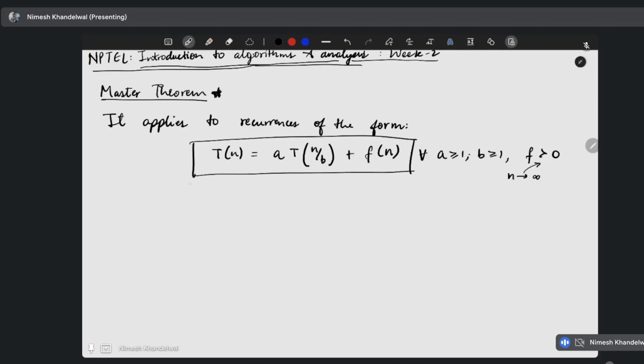So this is a recurrence. Basically the time complexity of the complete problem is defined in terms of the time complexity of the subproblems. Here we divide the problem into a smaller subproblems, right? And f of n is basically the work that has to be performed for each subproblem.